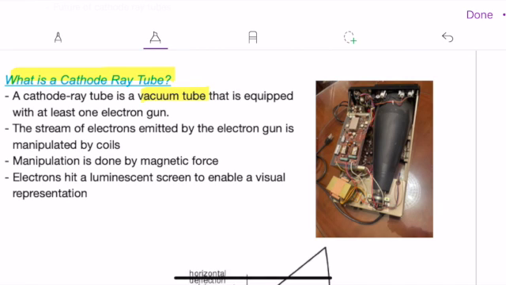A cathode ray tube is a vacuum tube that is equipped with at least one electron gun. This electron gun shoots a stream of negatively charged particles into the vacuum tube, which is then manipulated using coils that surround the exterior and interior of the tube. These coils emit a magnetic charge, which will in turn manipulate the stream of electrons. These electrons then hit a phosphor screen, which is positively charged, which then allows an image to be displayed.